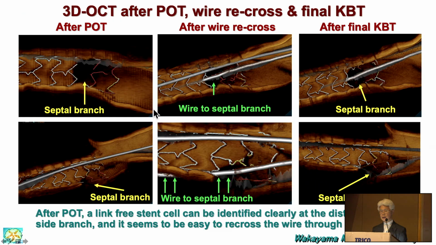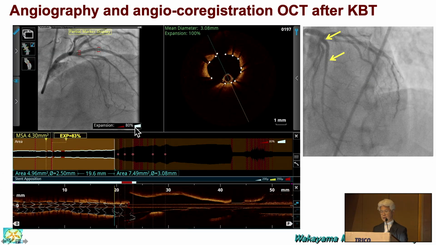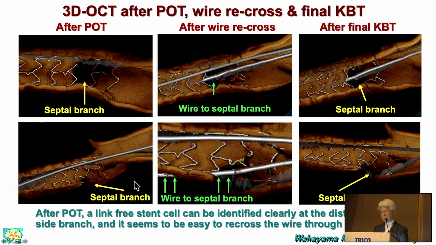Then we did the POT, and then we can identify the ideal distal cell condition. Then it's quite easy to select the distal cell in a blind way, right? And then we did a KBT, and this cell attached to the proximal site of the side branch, and we could get a good orifice area. And the final result is this, right? Stent expansion is 83%. You can identify the red color that demonstrates the branch, and the proximal site is attached very well.